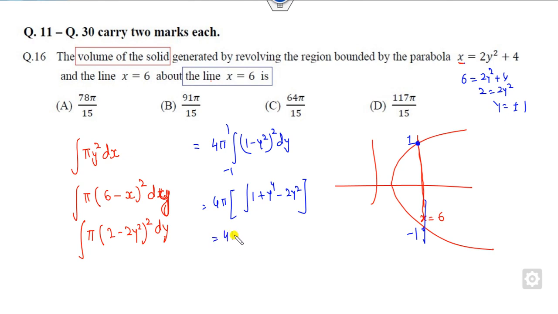If you integrate them, again you can see it's a multiple of 4. So this number is not a multiple of 4. This is not a multiple of 4. This is the multiple of 4. This is not a multiple of 4. This is the right answer.